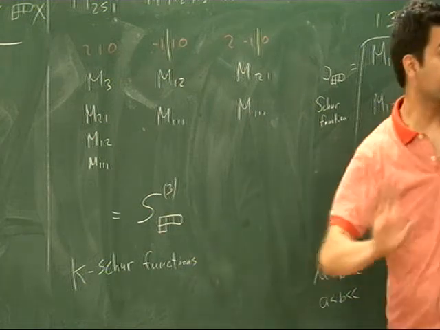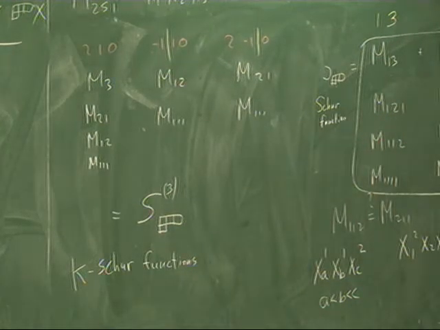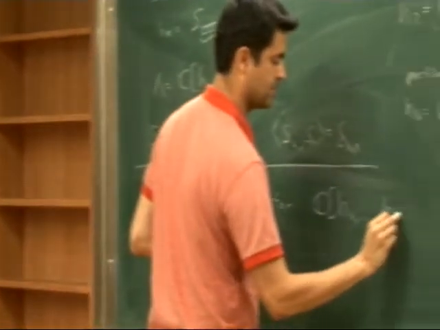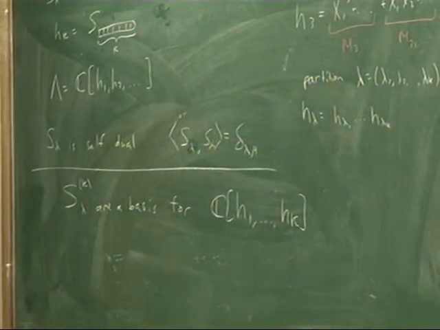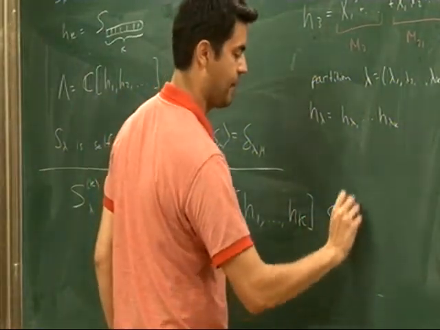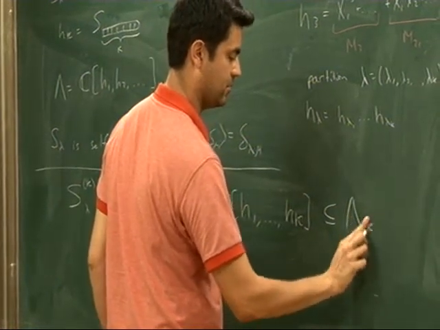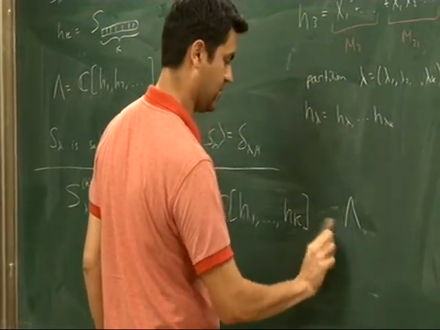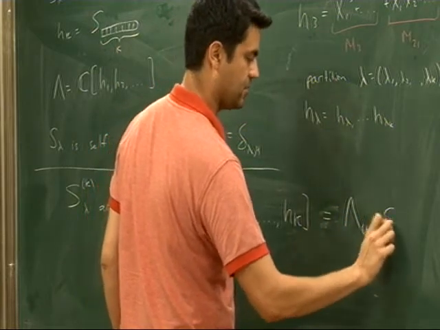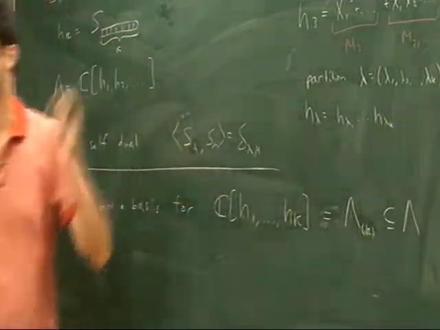Okay? And they are very special. They are not a basis for the ring of symmetric functions, but for the following ring. So a subring of the ring of symmetric functions. We call it this. This is called this, and it's contained in the ring of symmetric functions because it has a subset of the generators.